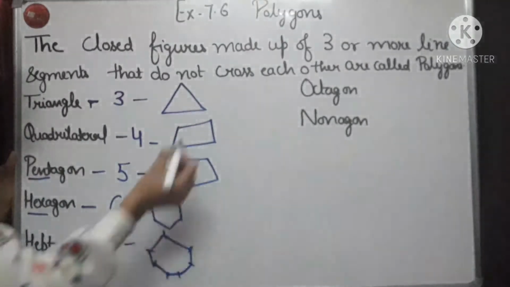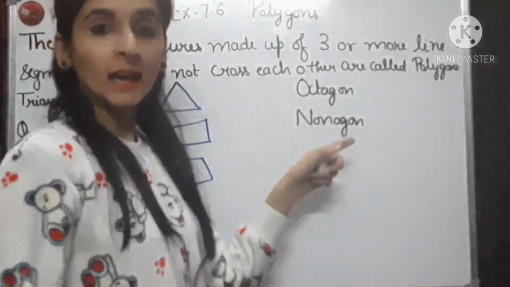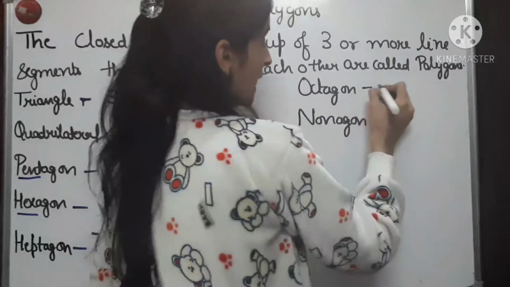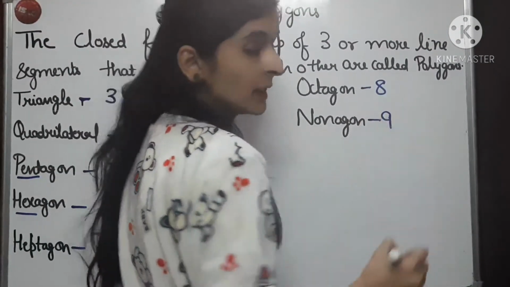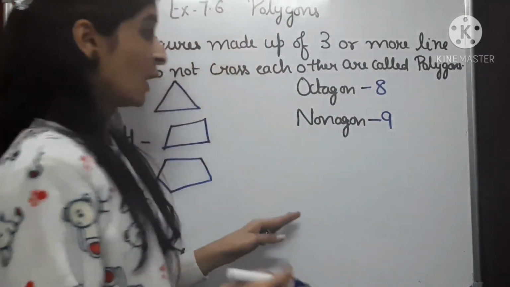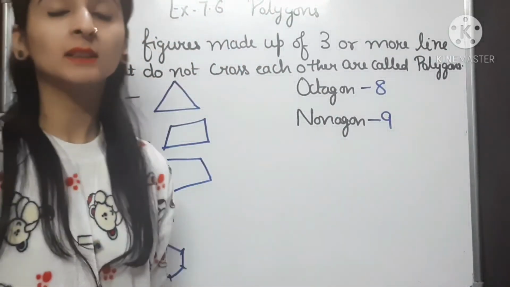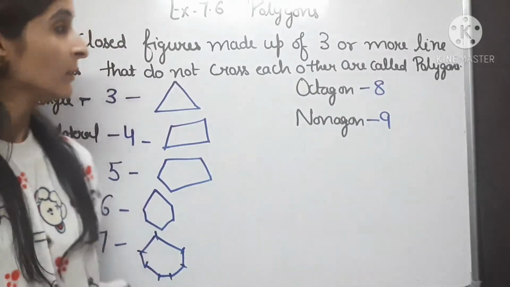Right? After that, let's come to an octagon. In an octagon, we have 8 sides, and likewise in a nonagon, we have 9 sides. So that is how we have to classify the polygons here. Okay? What is a polygon?